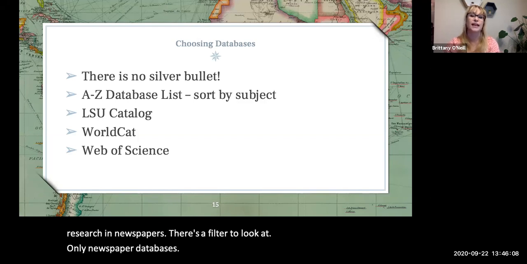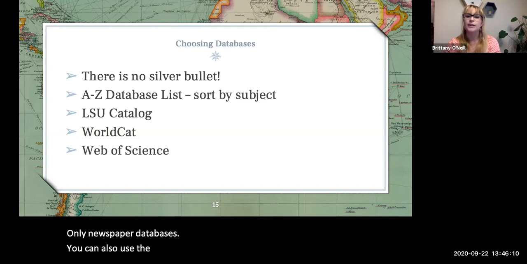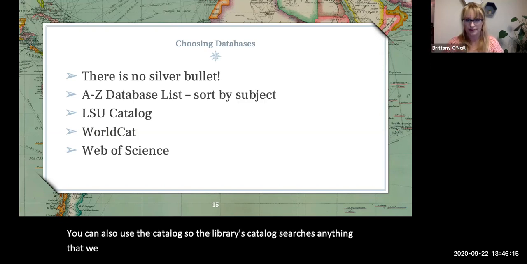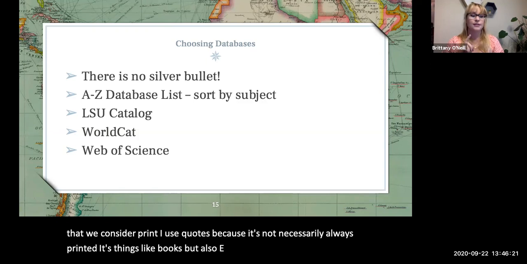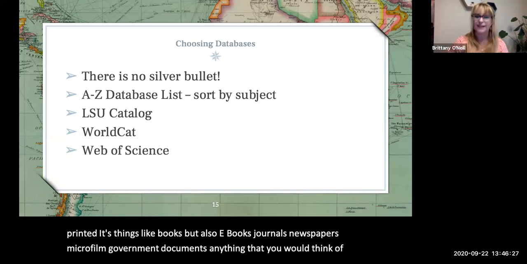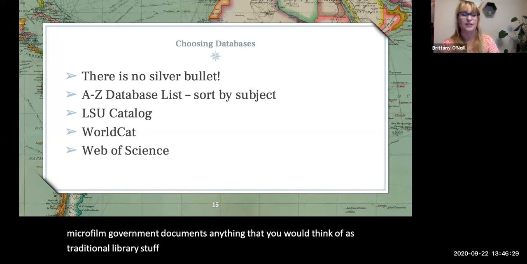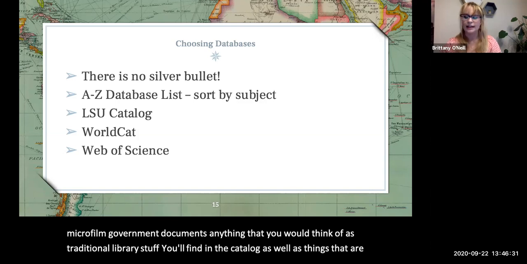You can also use the catalog. So the library's catalog searches anything that we consider "print." I use quotes because it's not necessarily always printed. It's things like books, but also ebooks, journals, newspapers, microfilm, government documents, anything that you would think of as traditional library stuff you'll find in the catalog, as well as things that are in special collections.